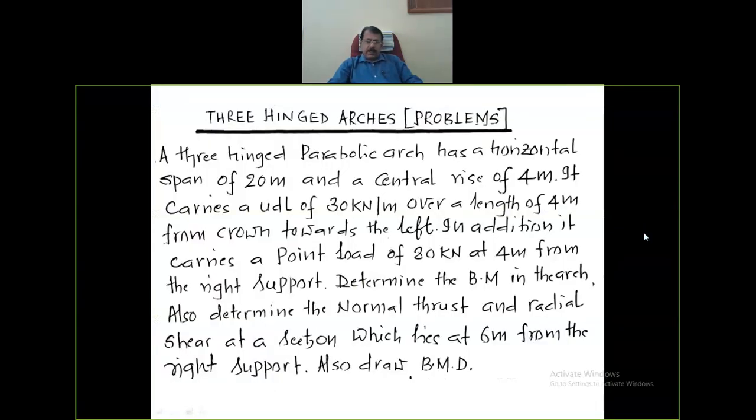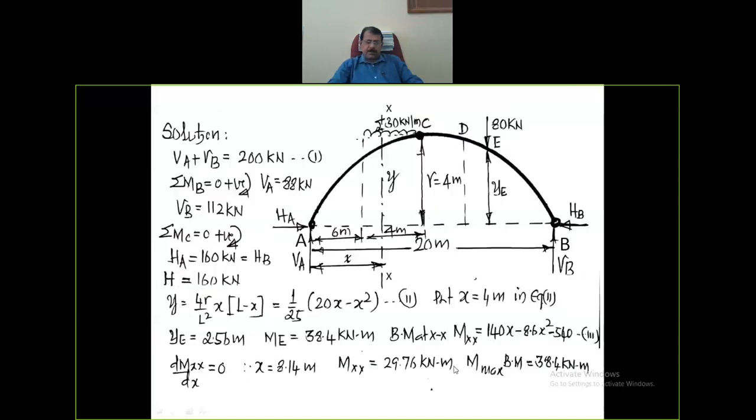Today, let us take a problem. First problem: a three-hinged parabolic arch has a horizontal span of 20 meter and a central rise of 4 meter. It carries a UDL of 30 kilonewton per meter over a length of 4 meter from the crown towards the left. In addition, it carries a point load of 80 kilonewton at 4 meter from the right support. Determine the bending moment in the arch. Also determine the normal thrust and radial shear at a section which lies at 6 meter from the right support. Also draw the bending moment diagram.